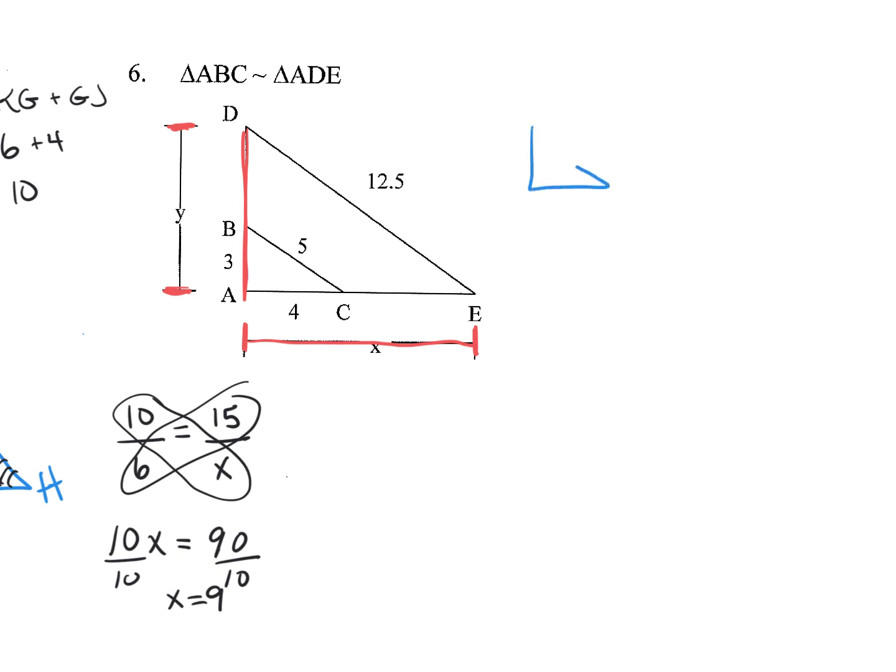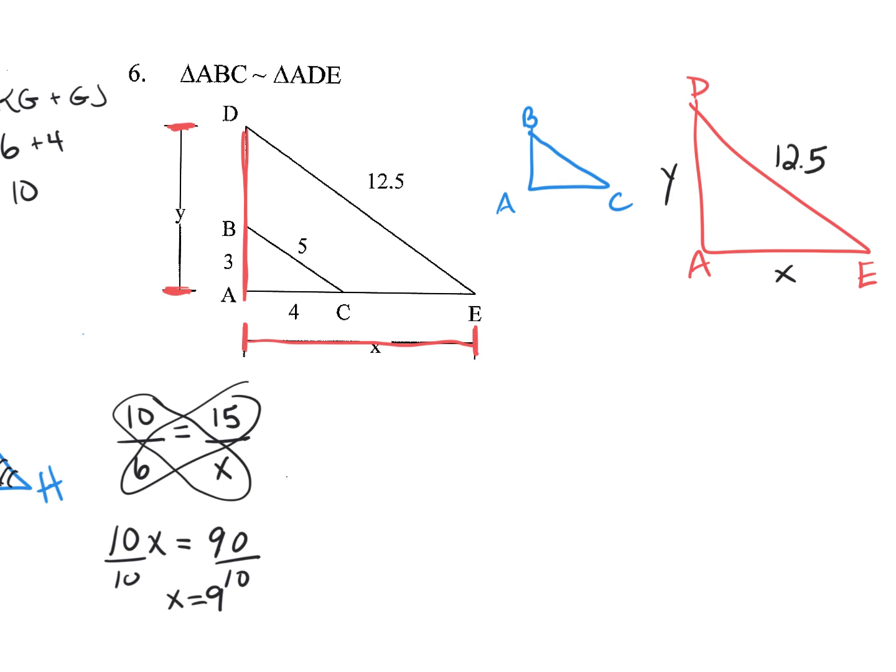My little triangle is ABC, and my larger triangle is ADE. On the larger triangle, this is X and this is Y, and those are the two values we have to solve for. But the length of DE is 12.5. For A, B, and C, those are all filled in. All four of those are filled in for me.